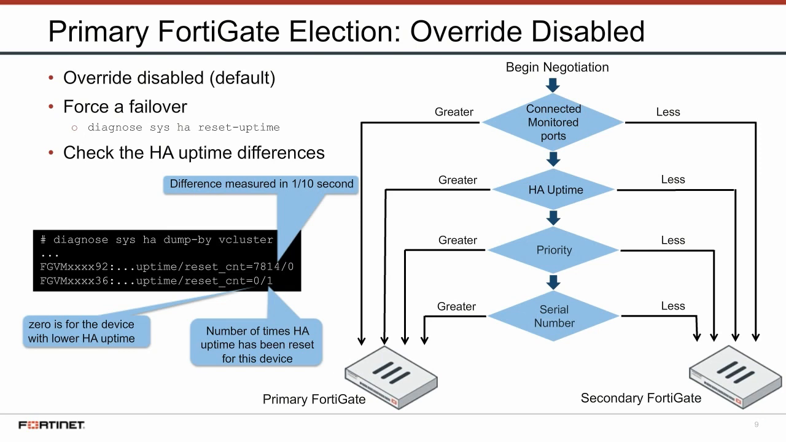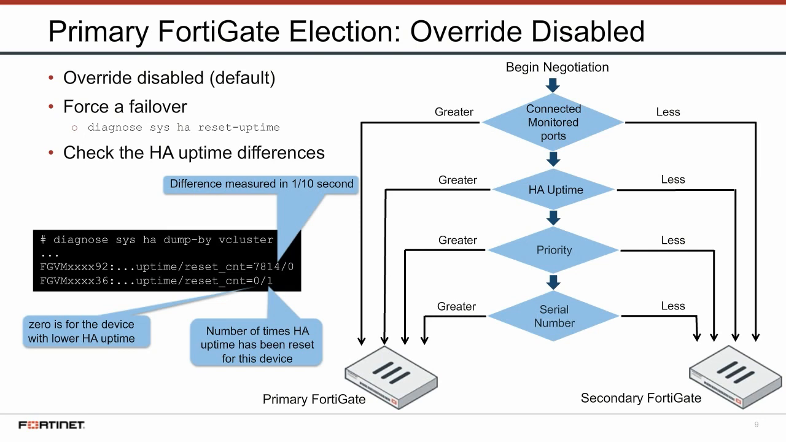If for any reason you need to change which device is the current primary, you can manually force a failover event. When the override setting is disabled, the easiest way of doing this is by executing the CLI command diagnose sys ha reset-uptime in the primary FortiGate. Note: the reset-uptime command resets the HA uptime internally and does not affect the system uptime displayed on the dashboard of a FortiGate. Also, if a monitored interface fails or a FortiGate in a cluster reboots, the HA uptime for that FortiGate is reset to 0.